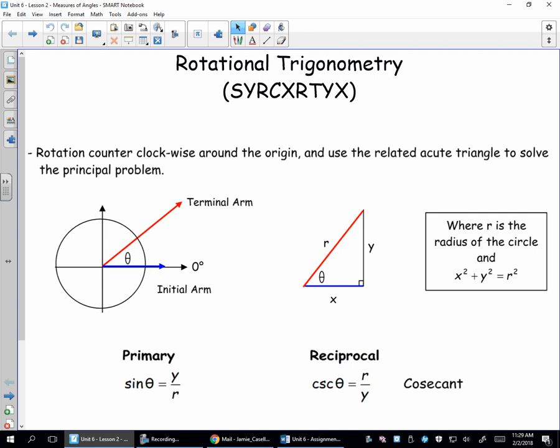Some reminders of some things. Your initial arm is where you start, in other words, where your arc length is being measured from. Your terminal arm is where you end. Your angle in the middle is your central angle. We did all this last year, or last course, in finding our angles or finding our ratios. We're going to do the same thing. We're just measuring that in a different way.